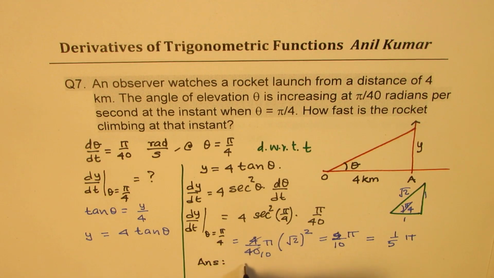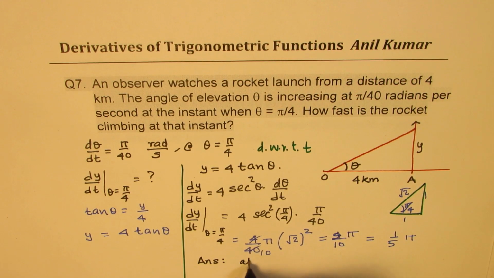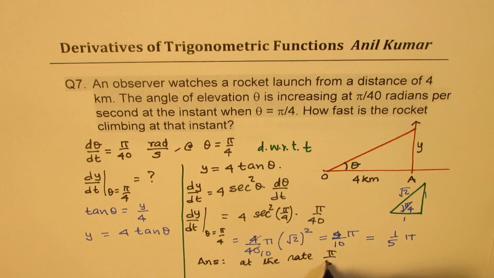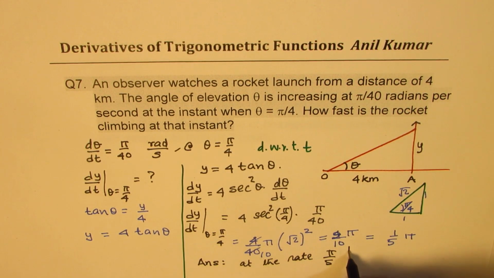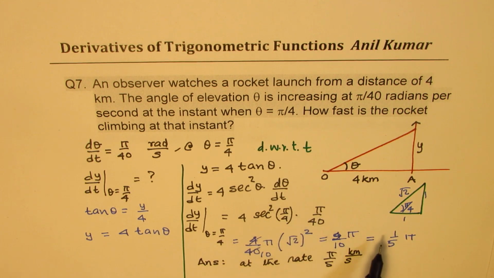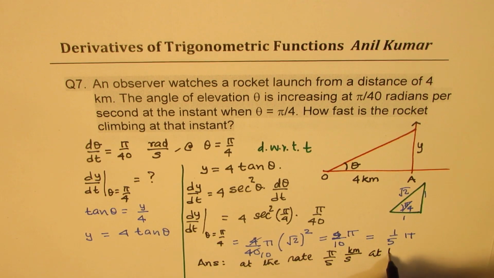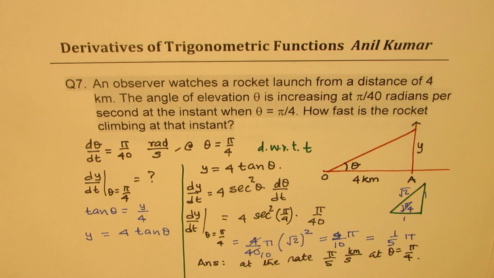So rocket is climbing at the rate of pi by 5, right? We'll say kilometers per second. So because the units will be kilometers per second, so distance and time at theta equals to pi by 4. Does it make sense to you? So that is how you're going to answer this question. I hope the concept is absolutely clear. Perfect. Now let's take the next application question.